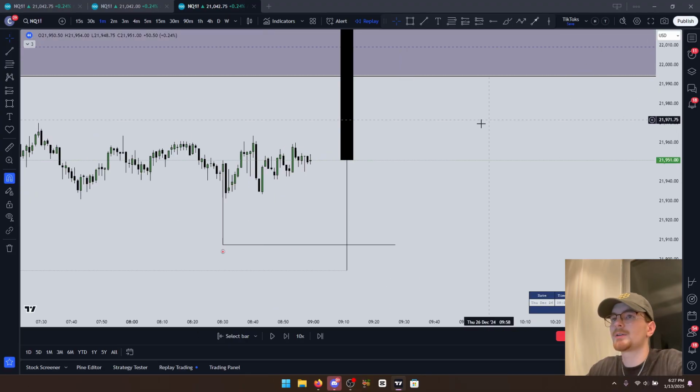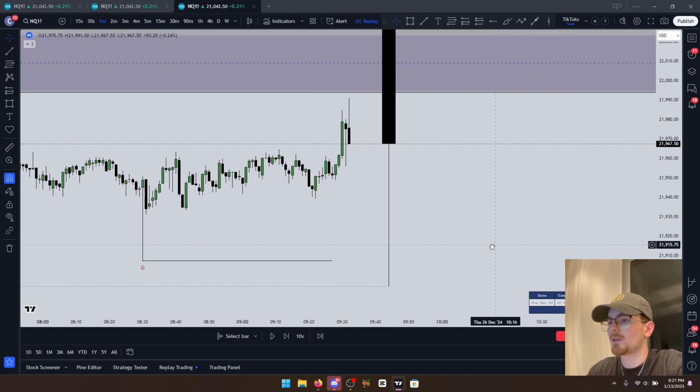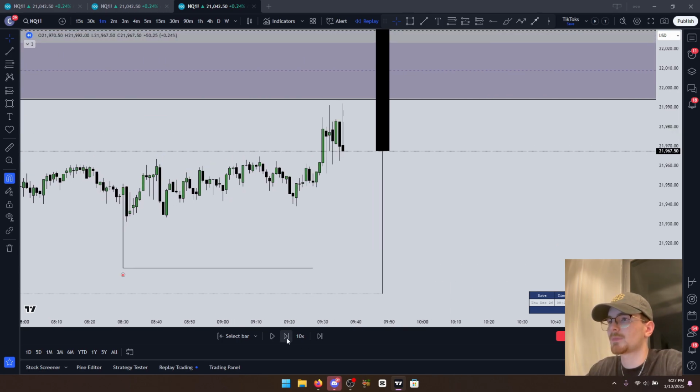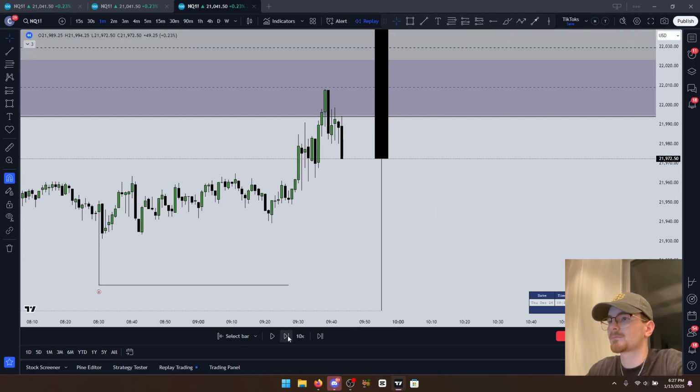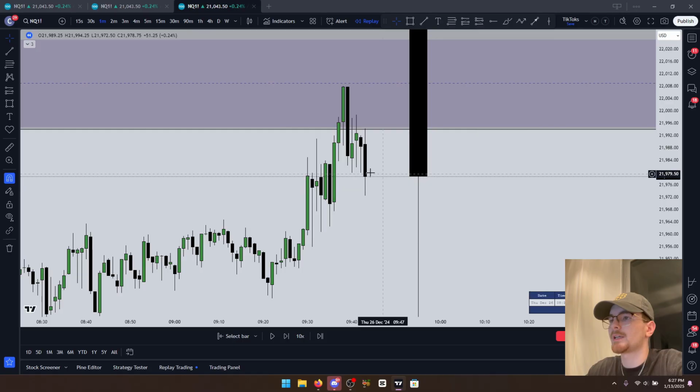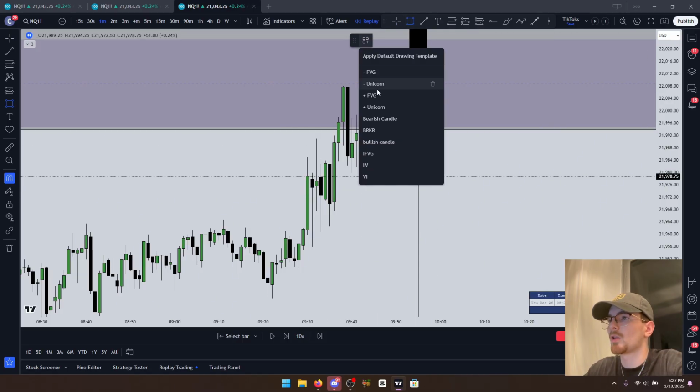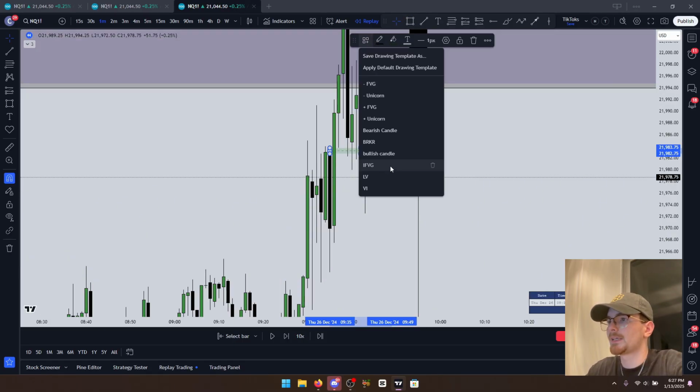So on the 1 minute here, let's go ahead and skip to market open. Okay, so market opens right here. As you can see, we tag that gap and then trade and close below this small 1 minute buy side imbalance here, making it an inversion gap.